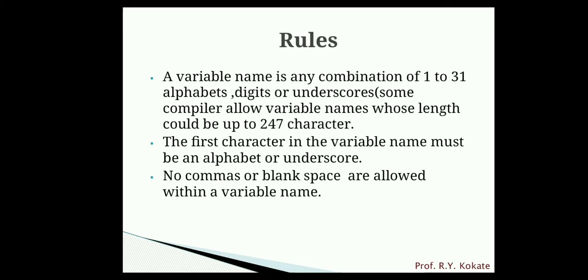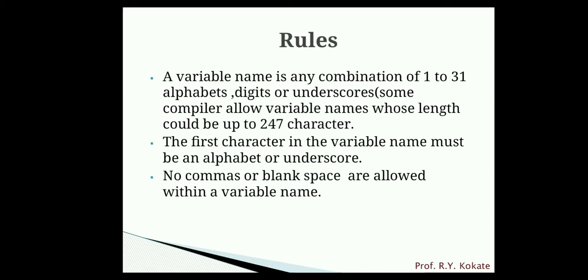Next, rules for declaring variables. A variable length is from 1 to 31 characters. These characters can be alphabets, digits or underscores. Some compilers allow a variable name whose length could be up to 247, that means it can store a maximum of 247 characters.